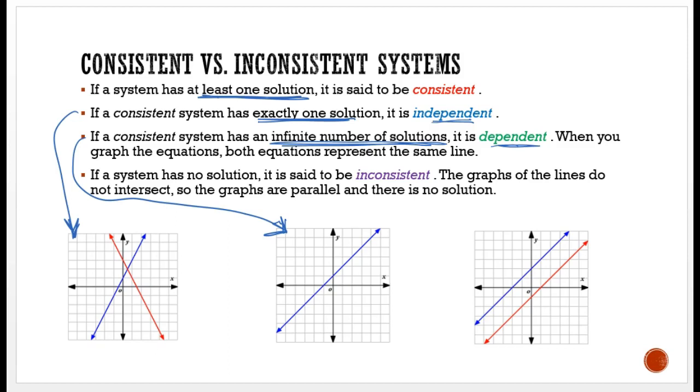Then, if it has no solution, we call it inconsistent. The graphs of the lines do not intersect, so the graphs are parallel, and there's no solution. So that's this picture right here. As we solve these today, we're going to label them as consistent or inconsistent. And if it's consistent, we're going to label it as independent or dependent.